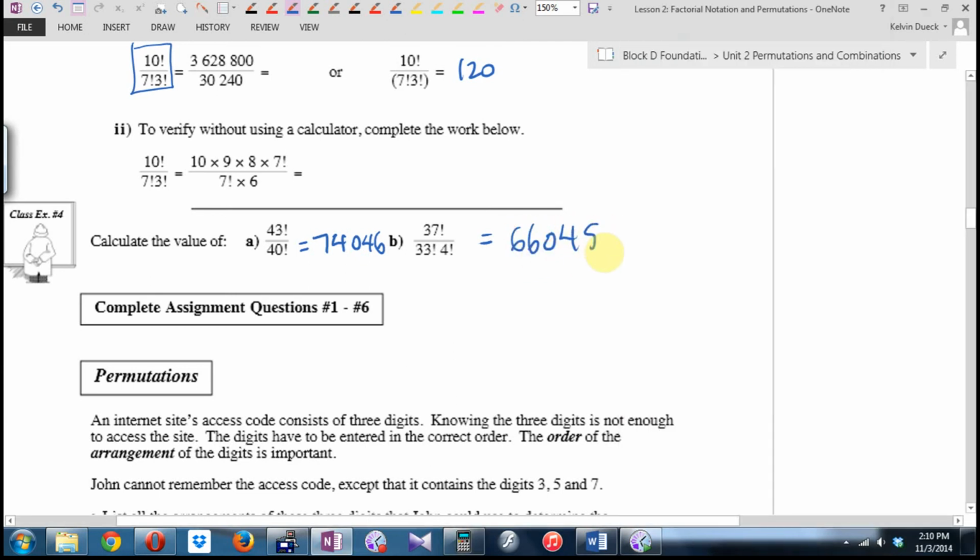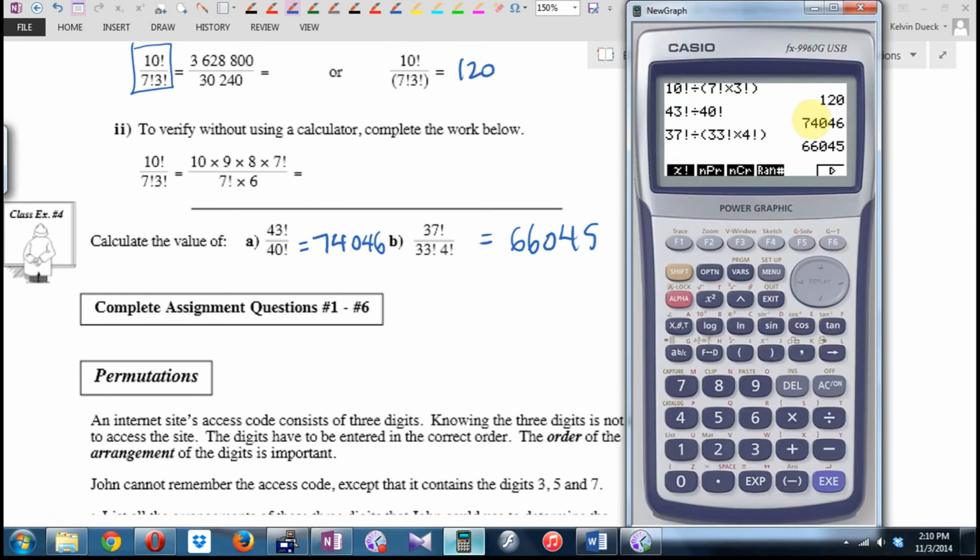I got 74,046 and 66,045. Is that right? Yes. 76046 and 66. Can you guys stop with the coins? That's a little annoying and irritating and loud. And 66045. Okay.